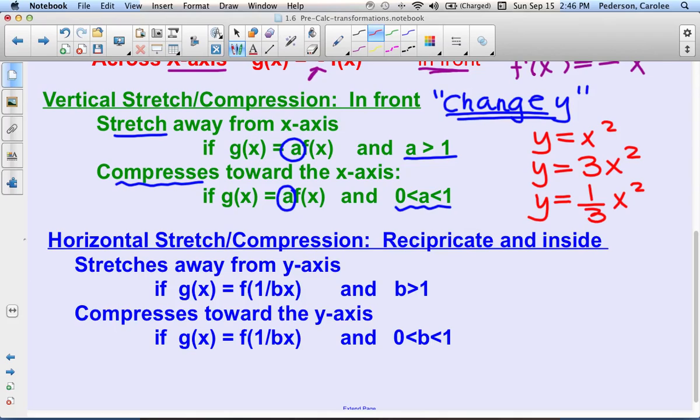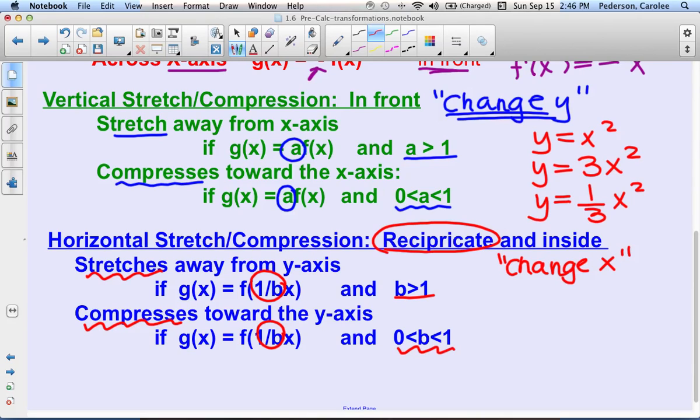The last piece is your horizontal stretches and compressions. We have to reciprocate, and it happens inside the function. So big note there, it's reciprocating, it's changing your x values. If you have a stretch away, it's 1/b inside of here. And then a stretch would be whatever that b is. And then a compression would also be 1/b, but now it would be a fraction there. And that's going to change your x values. And these happen inside the function.